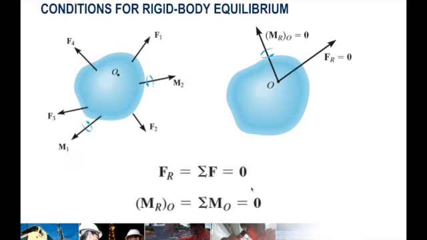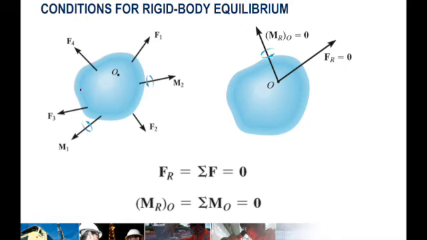So the conditions for rigid body equilibrium is that the summation of the resultant force, or the summation of all forces, must be equal to zero, as well as its components. The summation of Fx should be equal to 0, summation of Fy should be equal to 0, and Fz also should be equal to 0. And the summation of all the moments must be equal to 0.